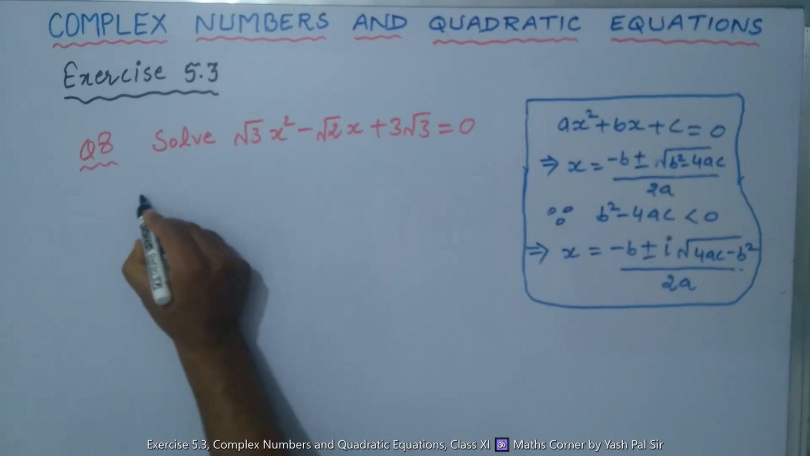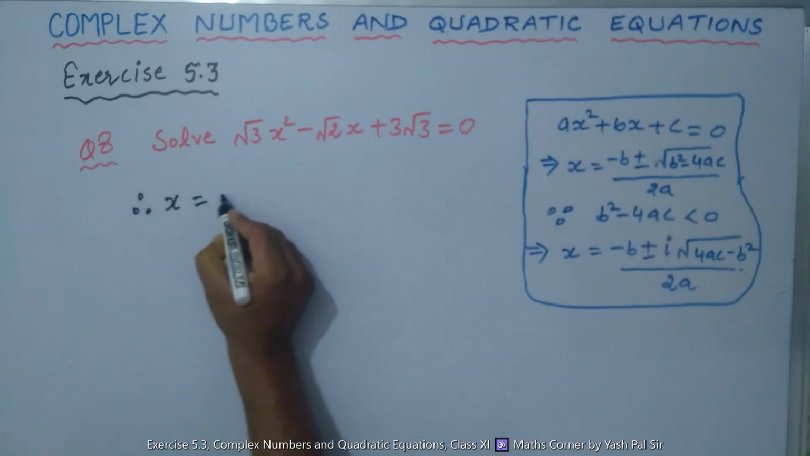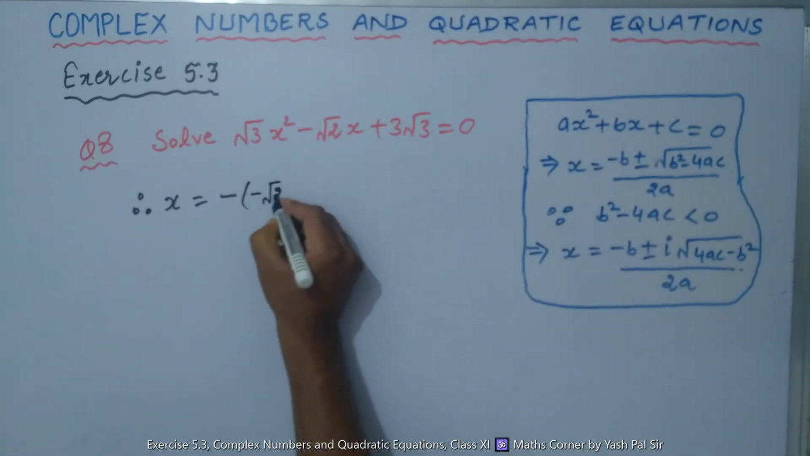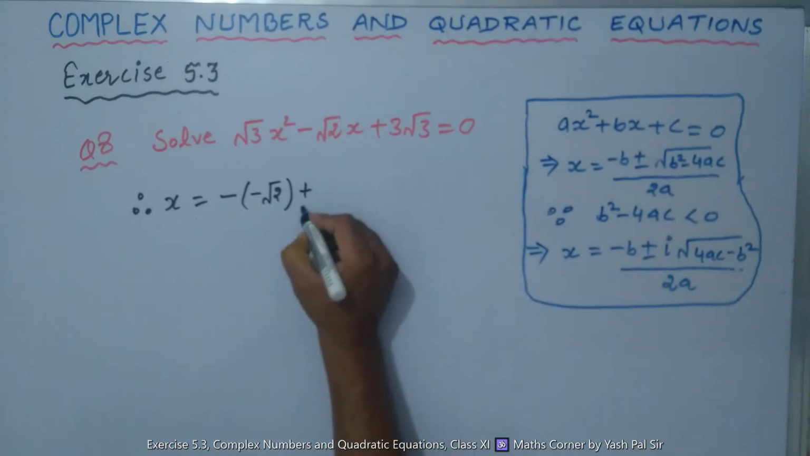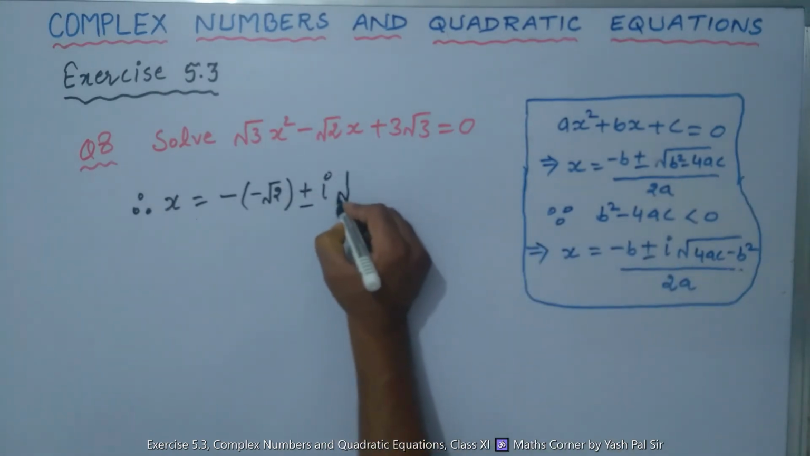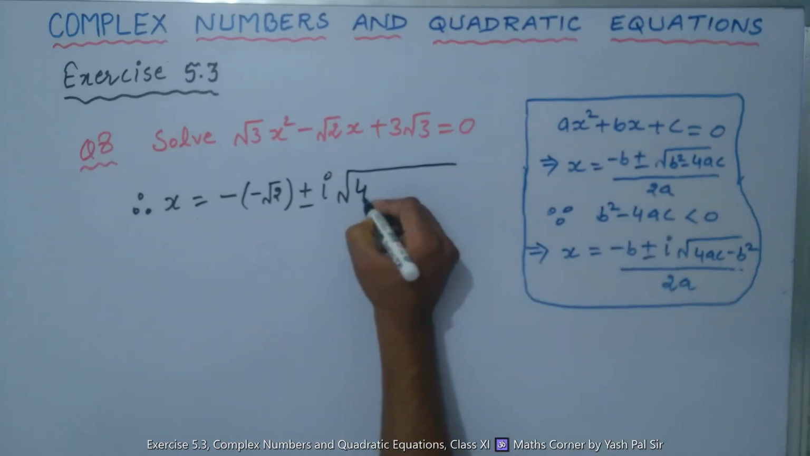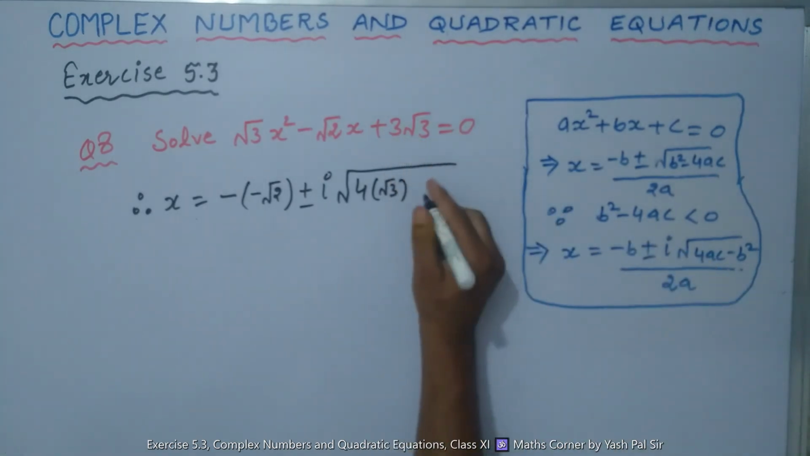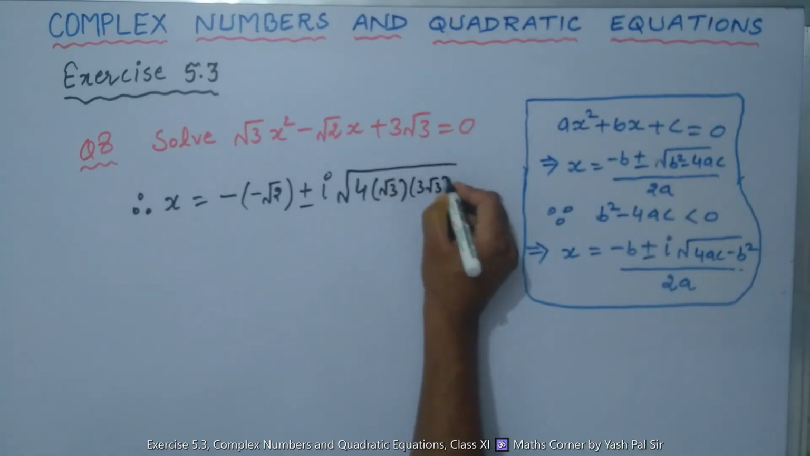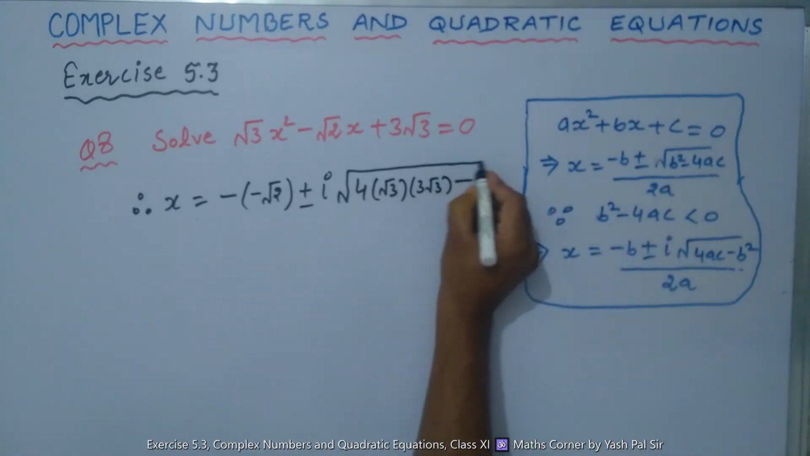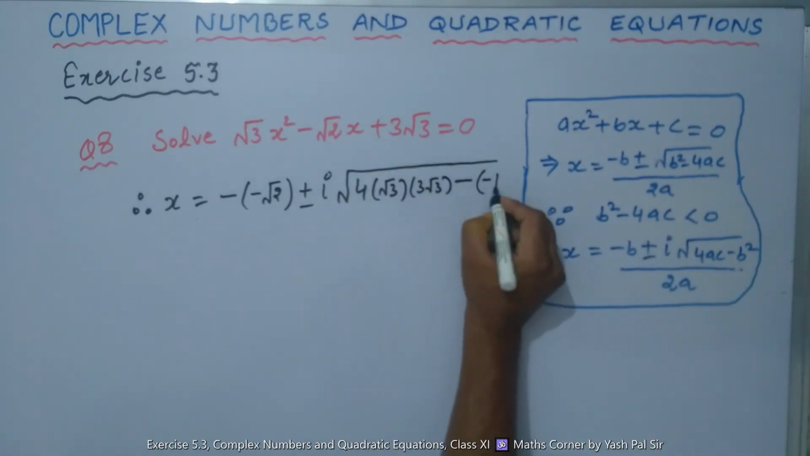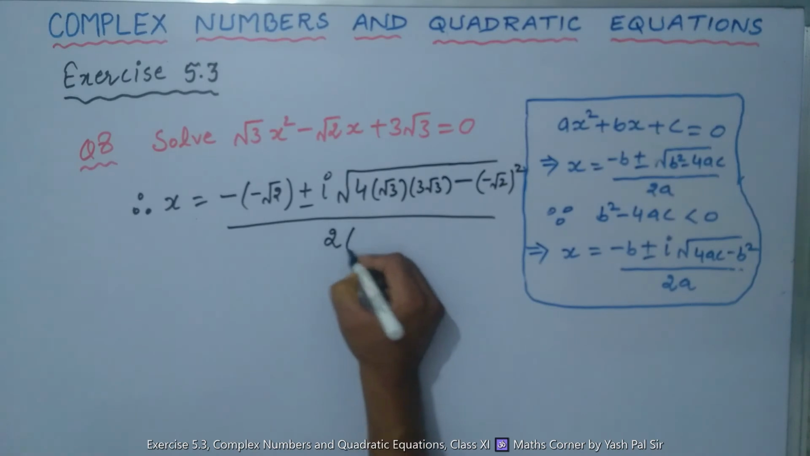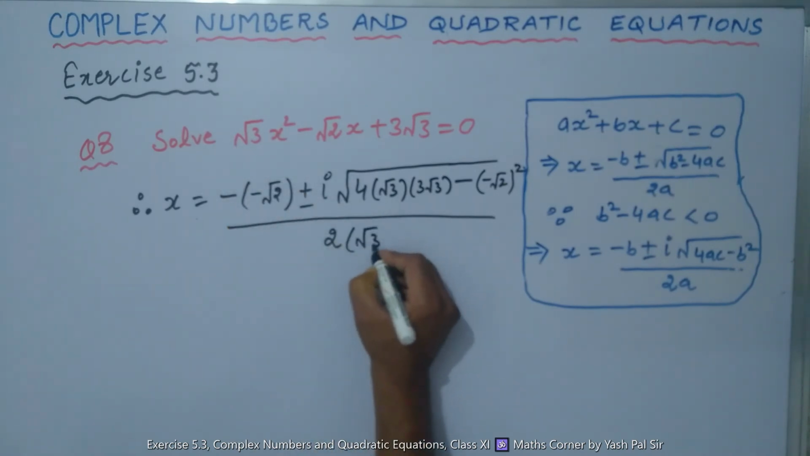Question number 8 is solve square root 3 x square minus square root 2 x plus 3 square root 3 equal to 0. So we have x is equal to minus b. B is minus square root of 2, so minus b, plus minus iota square root of 4ac. What is a? Square root 3. What is c? 3 square root 3, minus b square. What is b? B is minus square root of 2, its whole square, upon 2 into a. A is square root 3.